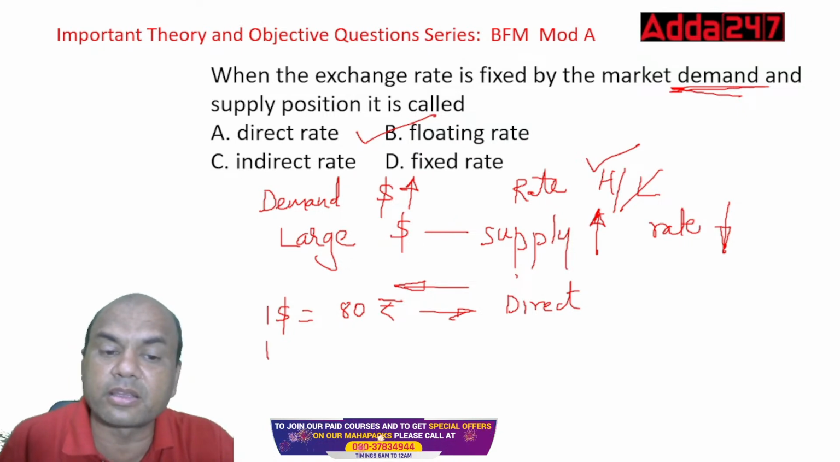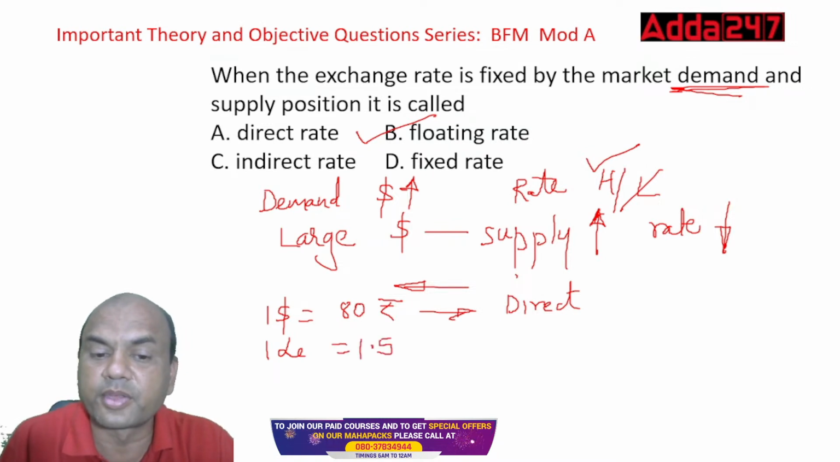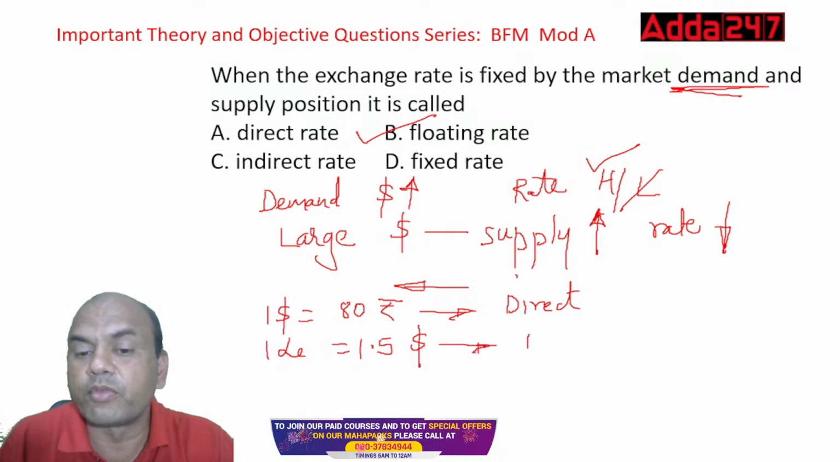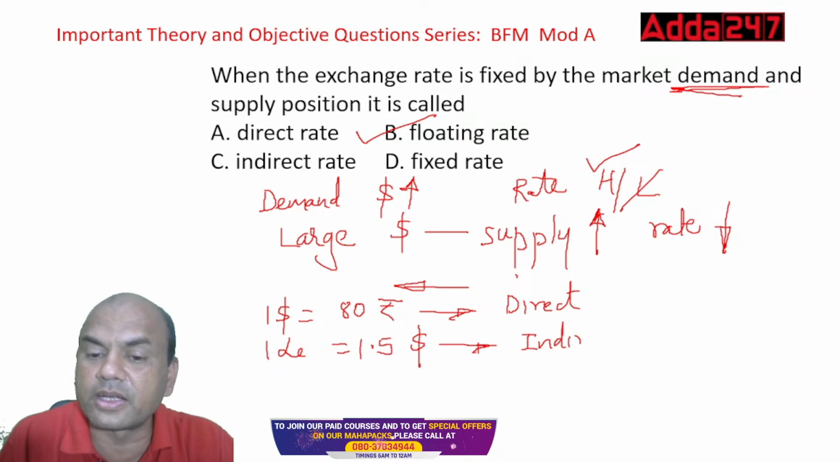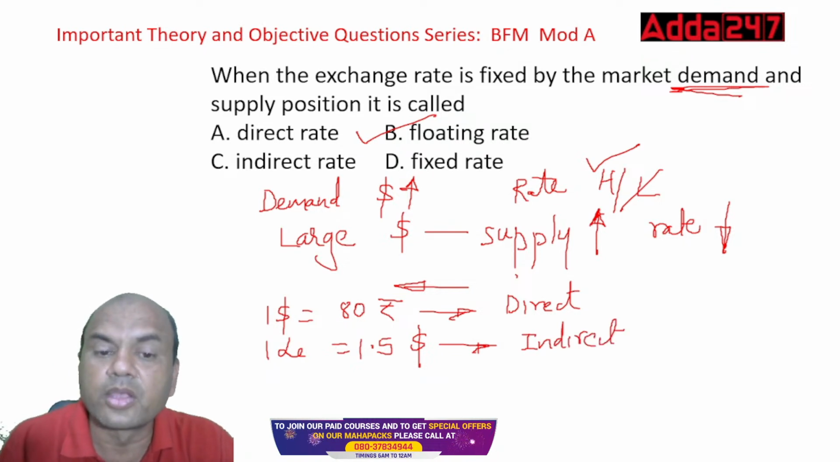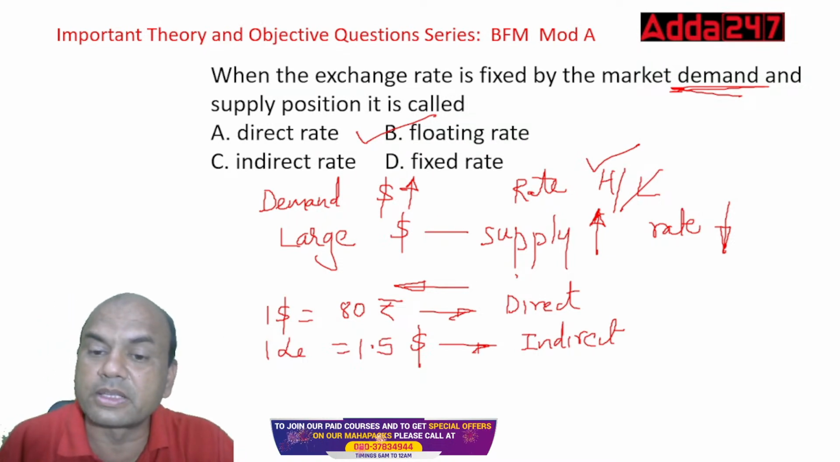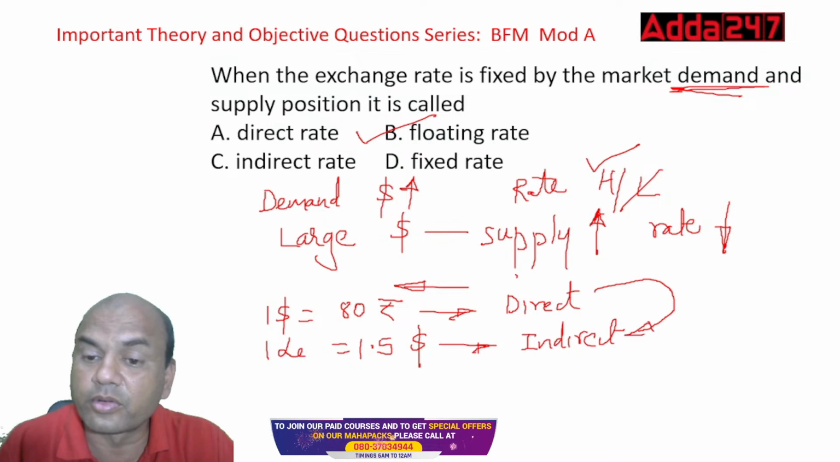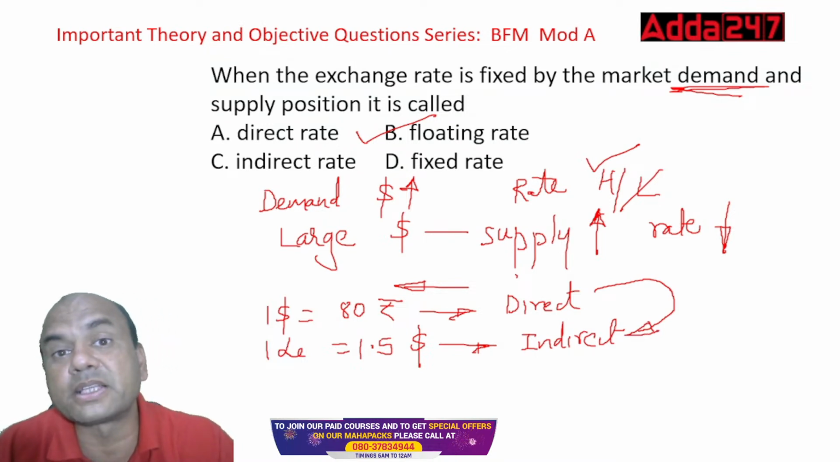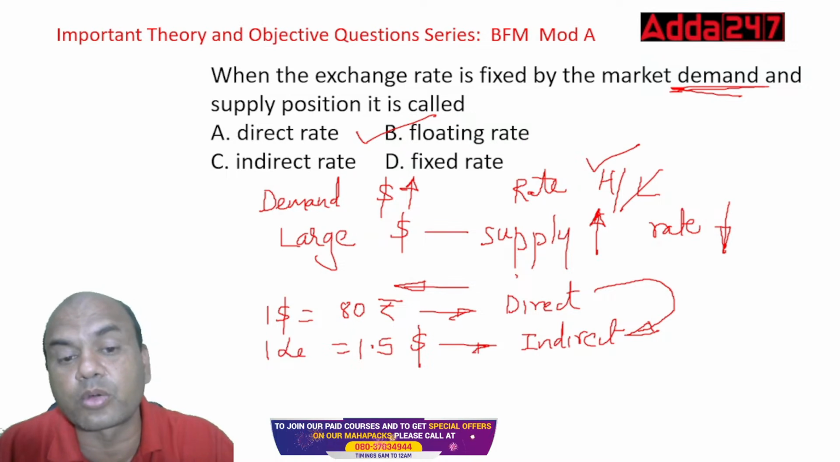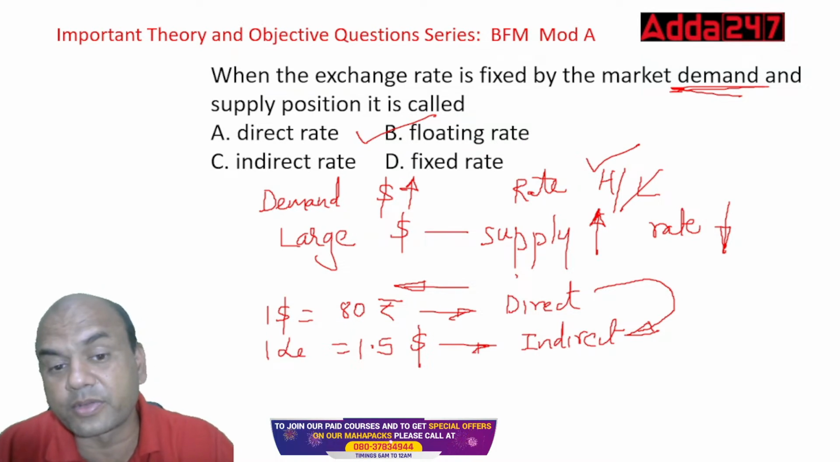Suppose I give you £1 equals $1.5. So here, the dollar is fluctuating. This is called the indirect rate. When your dollar is fluctuating, it is called the indirect rate. Now remember, we in India should move from the direct rate to this rate system, because we must develop ourselves so big that we also have this indirect rate system. The dollar should fluctuate and the rupee should be stable. Right now it's the reverse.